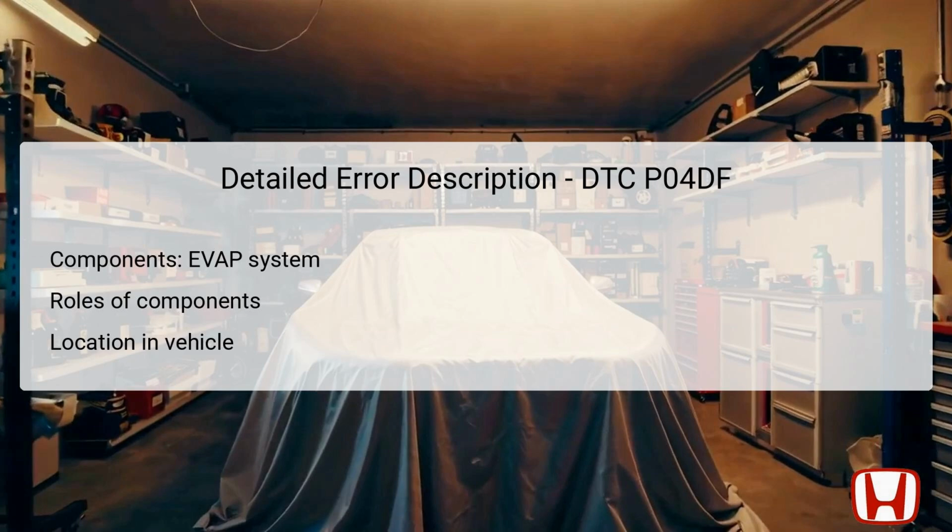The FTP sensor, integral to this system, measures the vapor pressure in the fuel tank and communicates this to the PCM. If the FTP sensor quickly fluctuates between negative pressure and atmospheric pressure after the engine has stopped, the PCM detects this abnormal behavior, storing the DTC for later analysis.